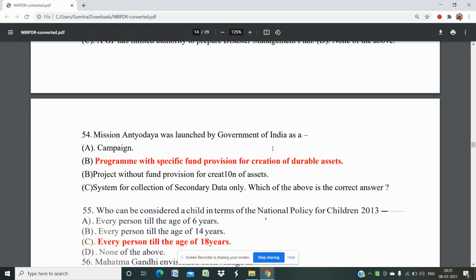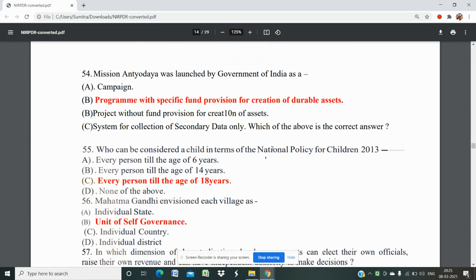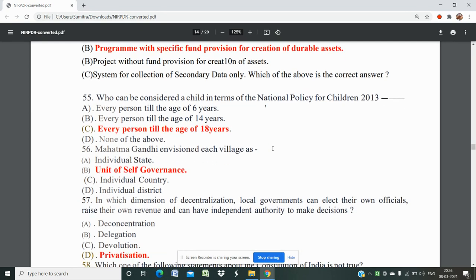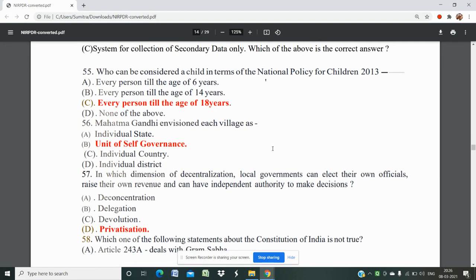Just read all these poverty alleviation schemes, wage schemes, etc. Then question number 55: who can be considered a child in terms of the National Policy for Children 2013? Every person up to the age of 18 years. Then question number 56 is related to Mahatma Gandhi.